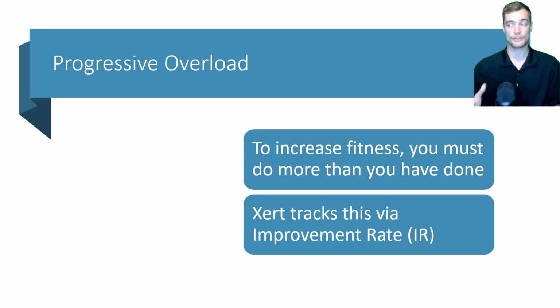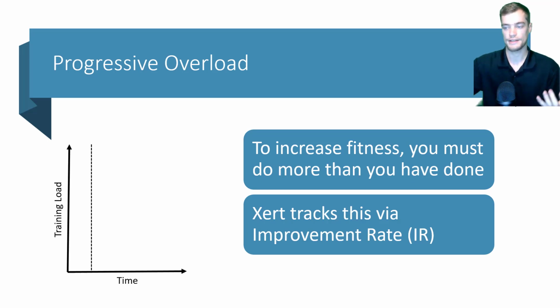And within the Xert software, we measure and actually pace your progressive overload through a metric that we call improvement rate, abbreviated as IR. To help you understand this concept of progressive overload, I've created a quick little diagram in this bottom left corner. On the vertical axis, we're looking at your training load, or the number of stars in your profile. And on the horizontal axis, we're looking at time in weeks or months.